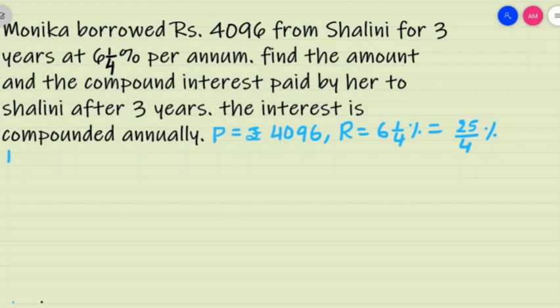Now let us calculate interest for the first year. Interest for the first year will be P into R into T by 100. Here your P is 4,096, into your R is 25/4, into 1 whole, divided by 100. Now see, 4 is in the denominator and your 100 is also in the denominator. So you can put both 100 and 4 in the same denominator. Now see here, 25 ones are 25 and 25 fours are 100.